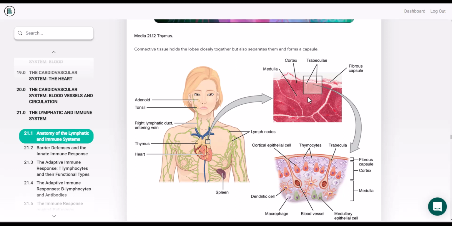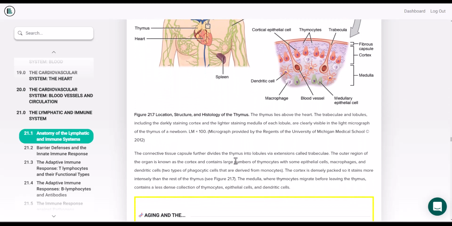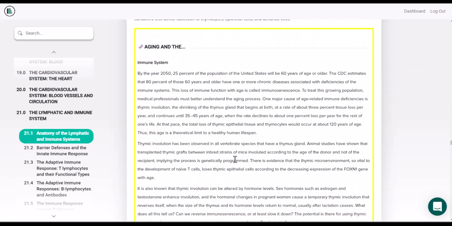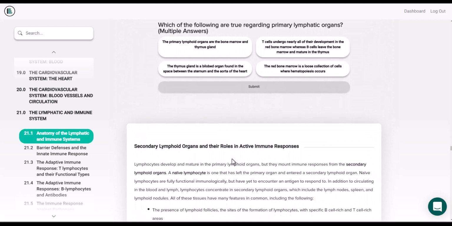Don't worry about the histology. Don't worry about any of the other details here about the thymus. Really what I want you to know is just recognize that the thymus is a primary lymphoid organ, and that it's found on the surface of the heart, and that it's the place where T cells mature.